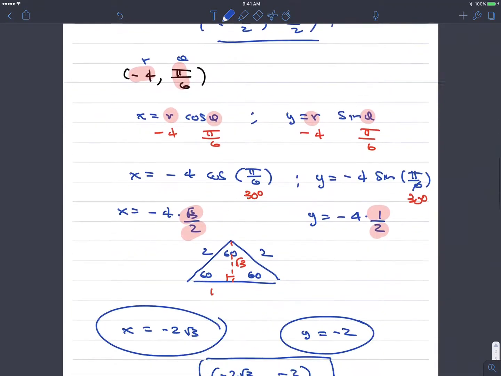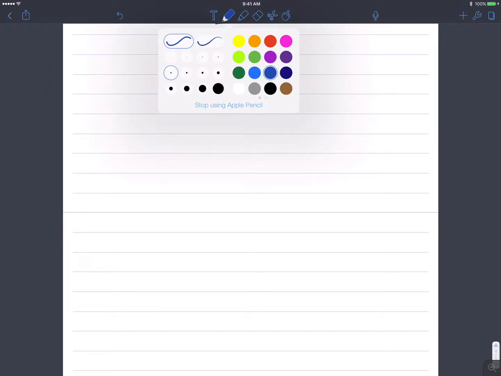Okay, let's do the reverse. Anybody have any questions on what we just did? Let's reverse this now. They're going to give us rectangular, and we're going to have to get what? Polar. So let's start with the fact that they give us -1, 1, and this is rectangular. We're going to convert to polar, r theta.